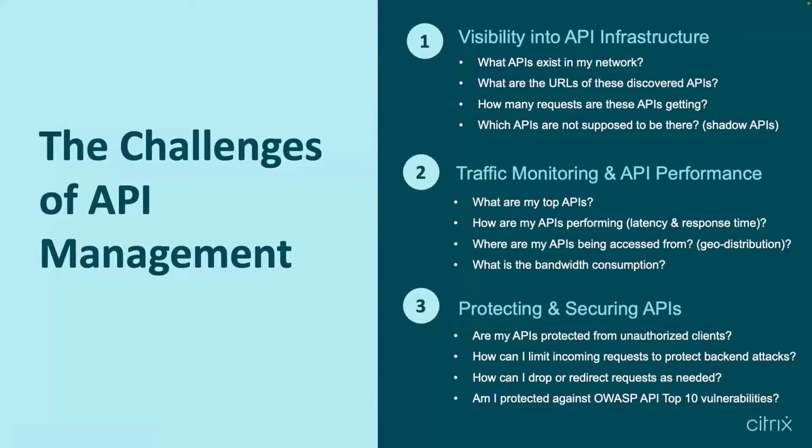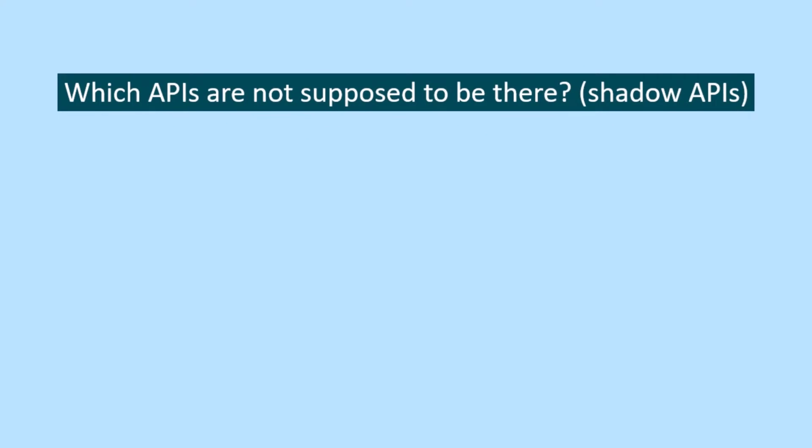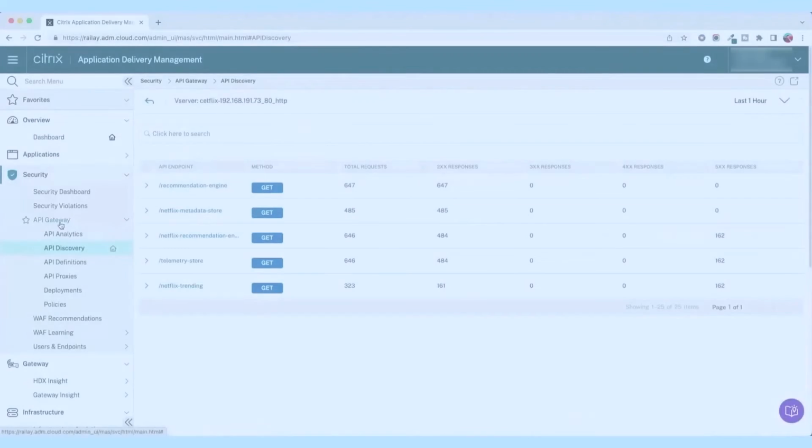Visibility into API infrastructure, for example. What APIs exist in your network? Or how many requests are the APIs getting? In this video, we'll focus on shadow APIs and how they can be discovered. A shadow API is an available API that is untracked or unmanaged by IT.